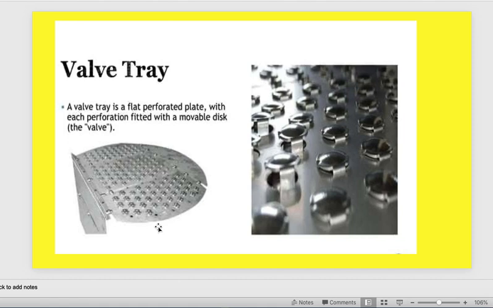Valve tray. A valve tray is a flat perforated plate with each perforation fitted with a movable disc. This is a movable disc, and for this reason it works with a hook, something like a hook. So it goes up and down with the vapor load. It's a little bit controlling the vapor load, not like the sieve tray. So this is why we name it a valve tray, because of the movement of this hook up and down with the vapor load.